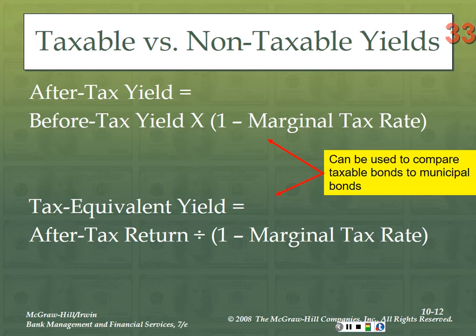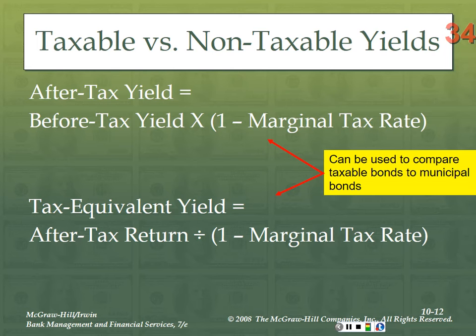So if we take the before-tax yield multiplied by 1 minus the tax rate, that's going to be 10% times 0.7, which means that the municipal security, or the yield on the security that you don't pay tax on, would have to be 7% to be equivalent to the taxable security. And really, you don't care which of those you invest in, because the 10% taxable security is going to provide you the same yield after tax as the non-taxable security.